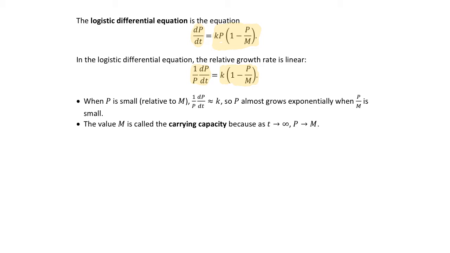When p is relatively small, relative to m. So if m is like 5 million and p is 10, then this quantity p over m would almost be 0. In which case, we would have 1 minus 0, which is just 1. We get something that's pretty darn close to exponential growth. In which case the relative growth rate is constant.